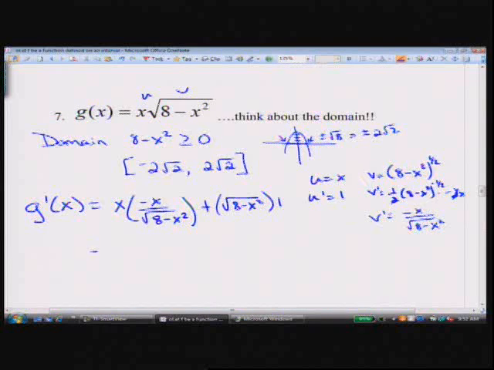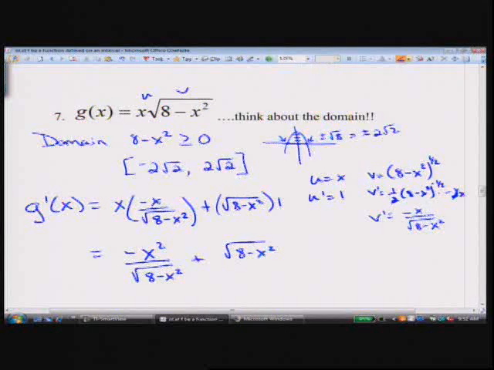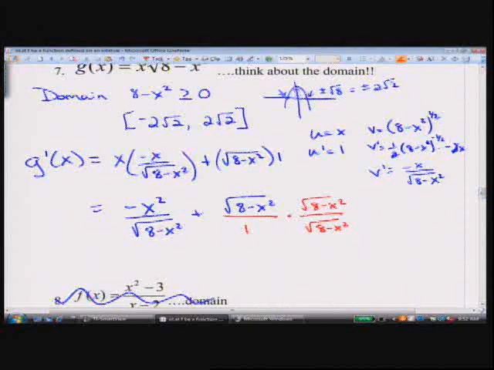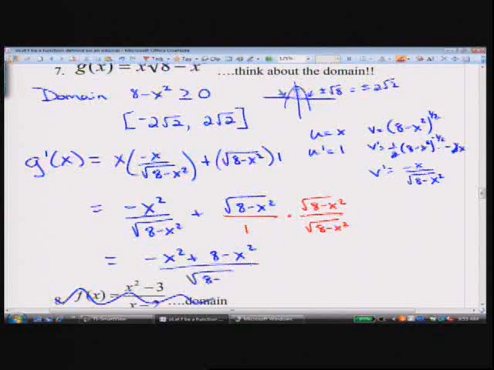Okay. So this is going to be negative x squared over the square root of 8 minus x squared plus the square root of 8 minus x squared. All right. So you need to get a common denominator. So I'm going to put this over 1. My common denominator is going to be the square root of 8 minus x squared. Y'all with me? And this is one of these classic ones where, when you do the square root of 8 minus x squared times the square root of 8 minus x squared, you just get 8 minus x squared. Isn't that nice? Over the square root of 8 minus x squared.